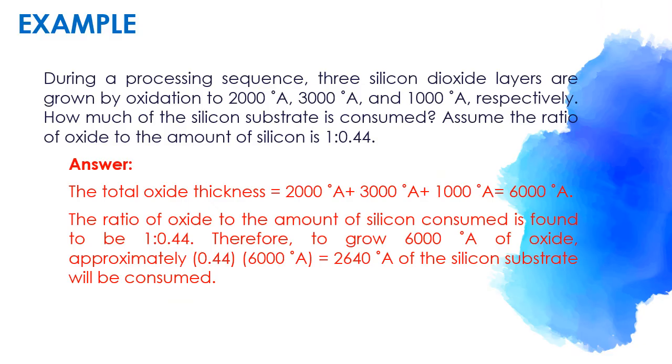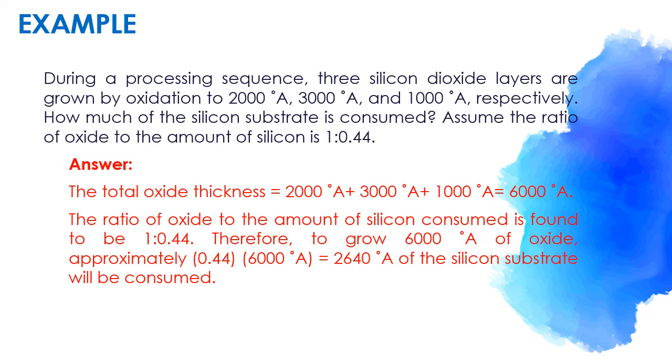Now let us look at one example. During a processing sequence, three silicon dioxide layers are grown by oxidation to 2000, 3000 and 1000 respectively. How much of the silicon substrate is consumed? Assume the ratio of oxide to the amount of silicon is 1 to 0.44. So how do you want to solve this problem?